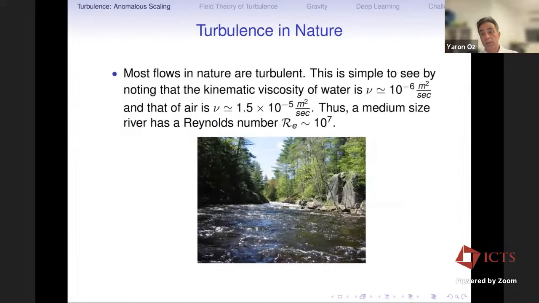So now, why in nature is everything typically turbulent? The reason is the kinematic viscosity, which is very small. The kinematic viscosity of water is 10^-6 meters squared per second. That of air is 1.5 times 10^-5 meters squared per second. So an average river will have a Reynolds number of 10^7. In general, whatever we do will generate turbulence because this quantity is in the denominator. The reason it's smaller for water compared to air is because you divide by the density.